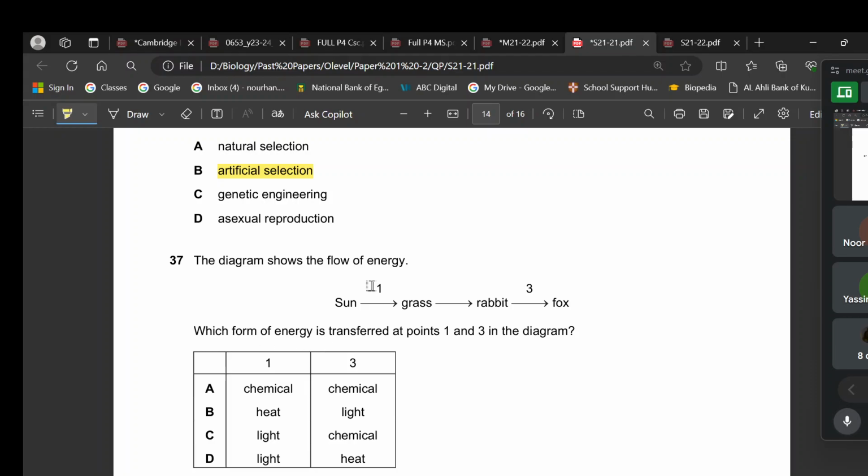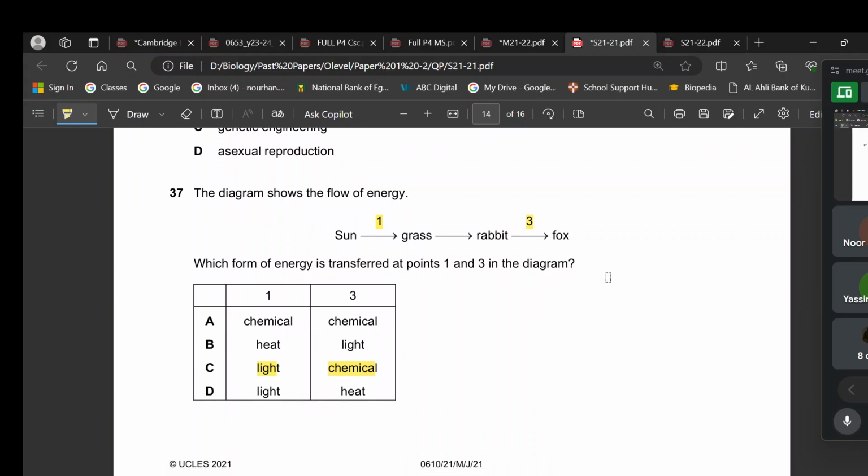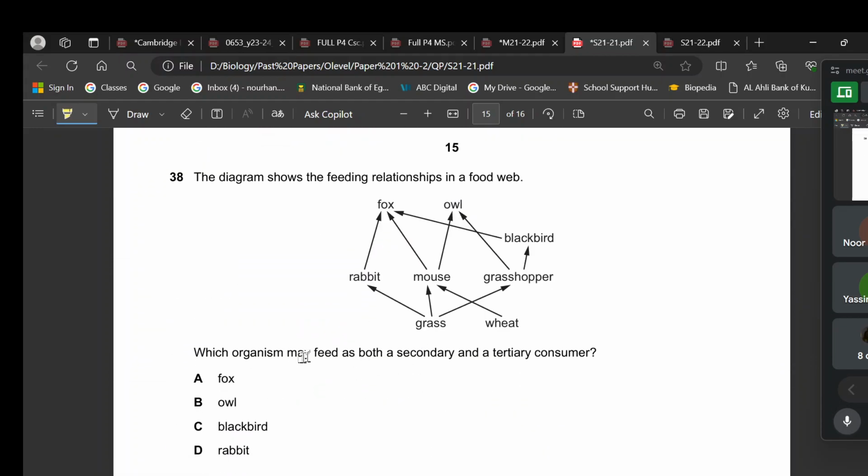Which form of energy is transferred at point 1 and point 3? From the sun, of course, it will be light energy. Between the organisms that eat each other, any food is considered chemical energy. Chemical energy. Okay.